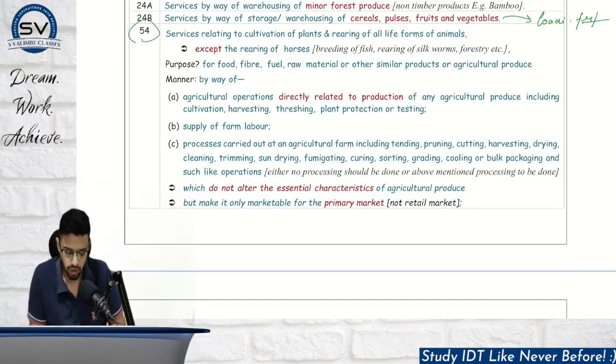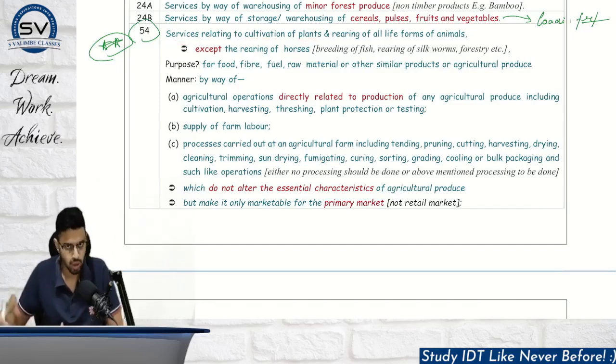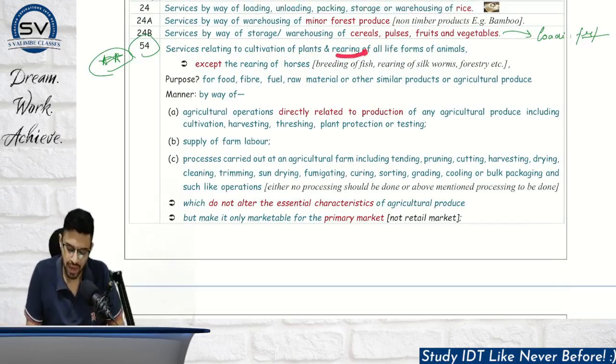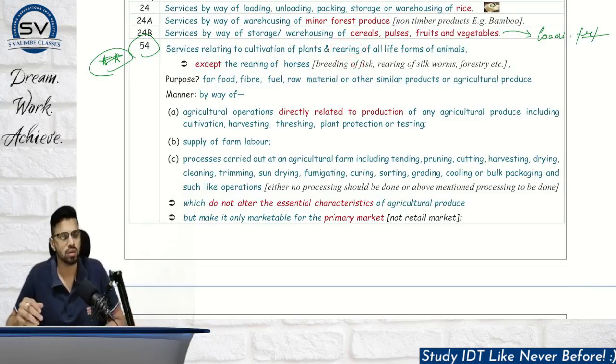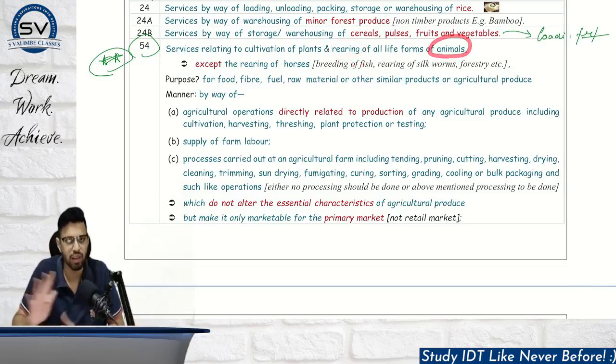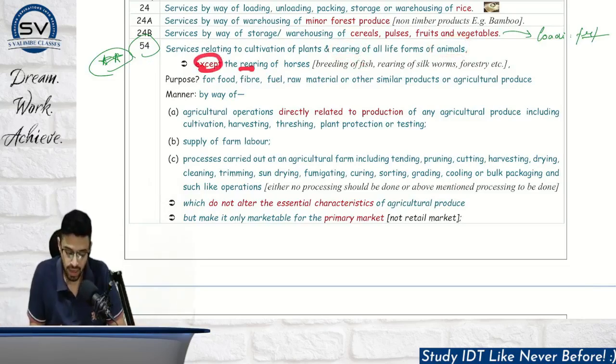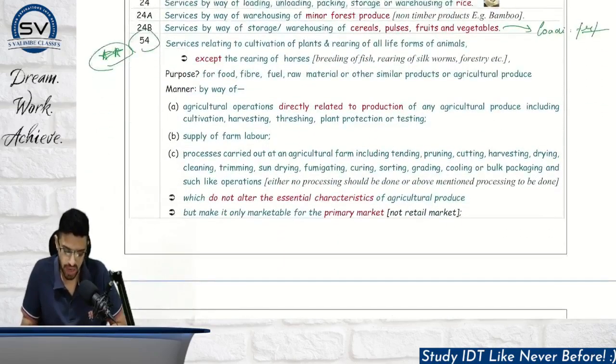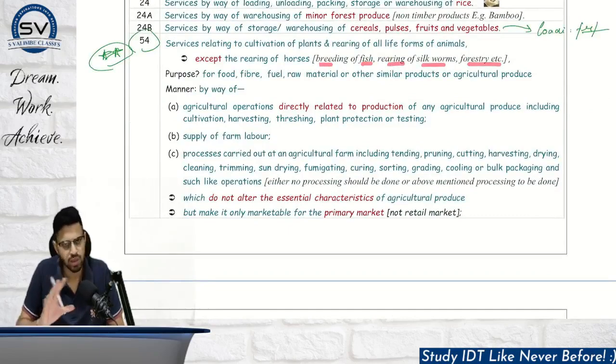Okay, entry number 54, quite comprehensive. Let's pay attention. Services with respect to cultivation of plants, that is the growth of plants, the farming which we do, and rearing of all life forms of animals. So basically rearing means to breed and help them grow. So that is also covered with respect to all life forms of animals except the rearing of horses. Now I think it makes sense why I made this kind of a picture, right? So example, breeding of fish, rearing of silkworms, forestry, all these are covered here.